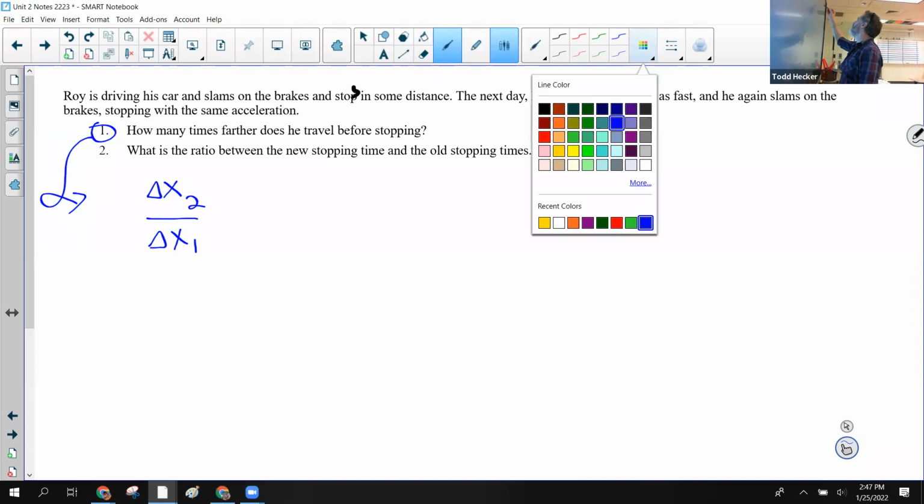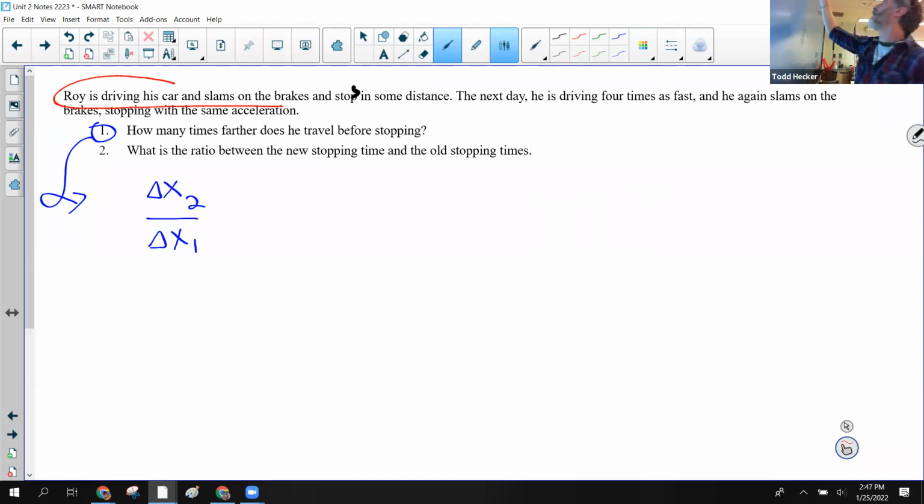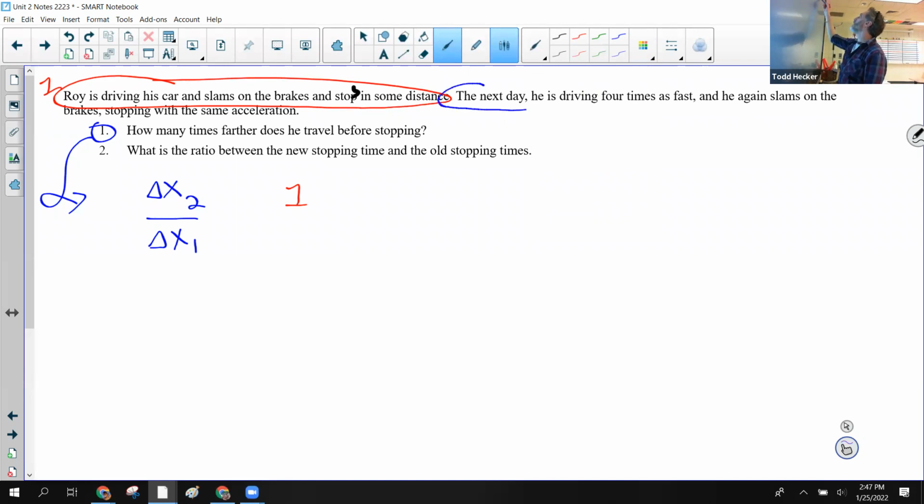All right, so let's do everything for the first day. We'll call this day 1. And we'll do everything for the second day in, I'm going to reuse blue. And you're just going to have to deal with it. So the next day, we're going to call that day 2. All right. So what do we know about the 2 days? Well, the first day he's driving, he slams on the brakes and he stops in some distance. The next day he's driving 4 times as fast and he again slams on the brakes and stops.